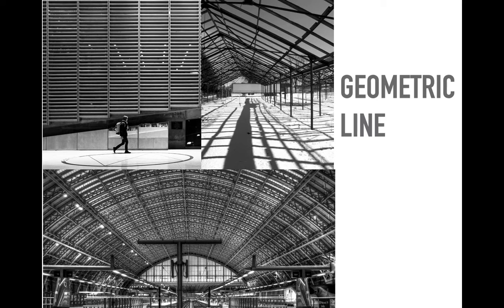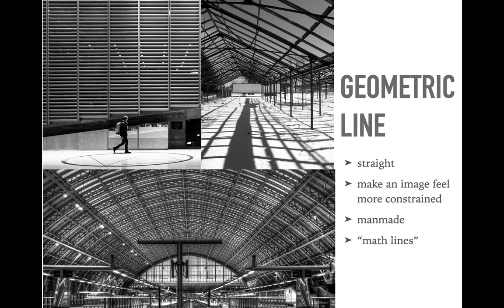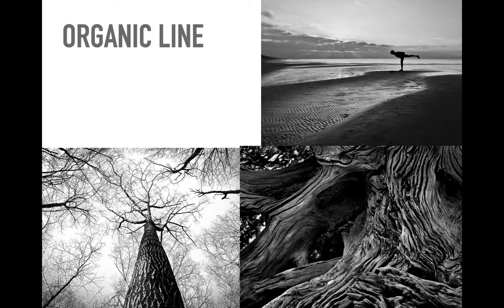All lines are also either geometric or organic. Geometric lines are straight lines. They're math lines. They could be made with a ruler. Typically, geometric lines are person-made. They tend to make an image feel more constrained, so it's more predictable. If a line is perfectly straight, we can imagine, even when it goes off the screen or off of the picture plane, where it would continue. I think of them as math lines or maybe made with a ruler.